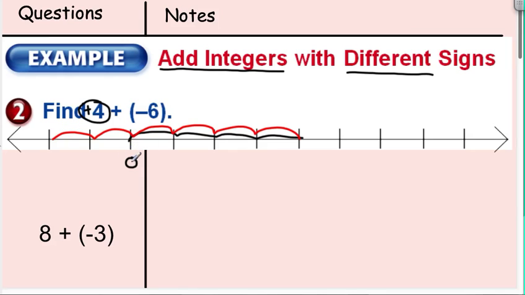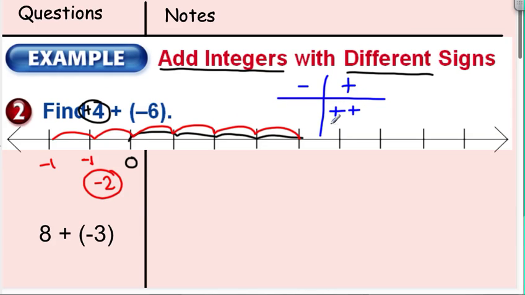So where do I end up here? If this was 0, this is -1, and that's -2. So my answer would be -2. This is also something that I can do with the tug-of-war idea. So if I make my little tug-of-war chart, here it says I have 4 positives. 1, 2, 3, 4. It says that I have 6 negatives. 1, 2, 3, 4, 5, 6.